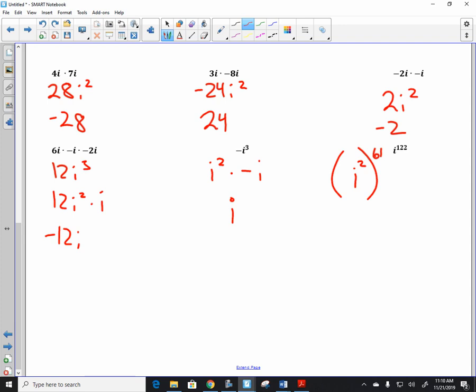What is i squared? And what is negative 1 to an odd power? It's negative 1. Wow. Very simple. Flip it over.